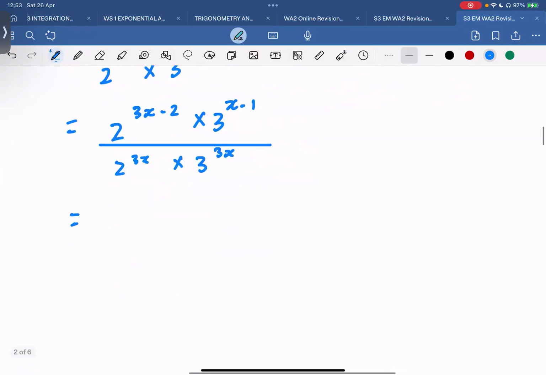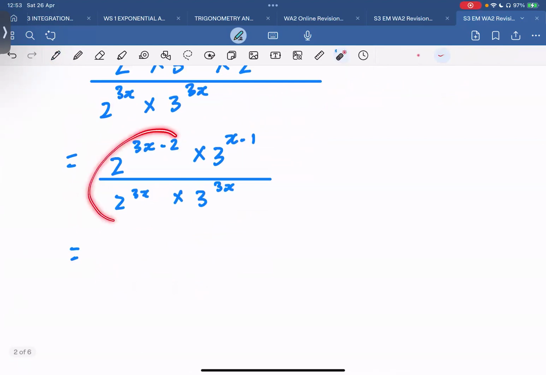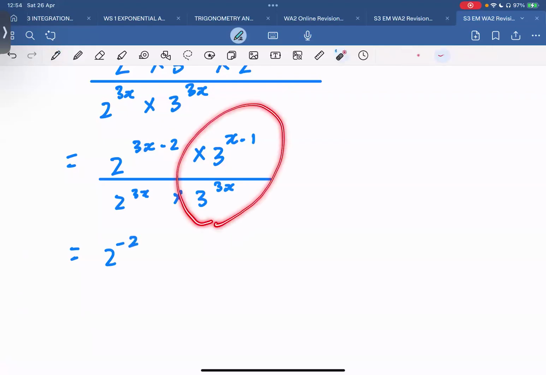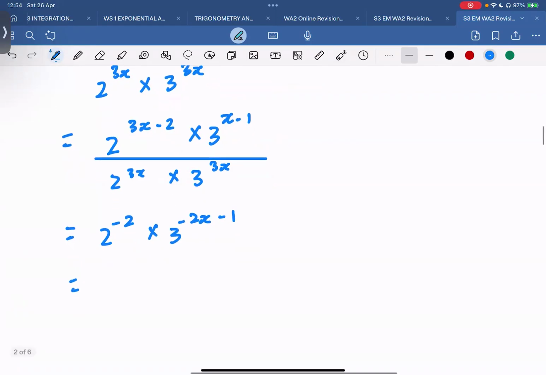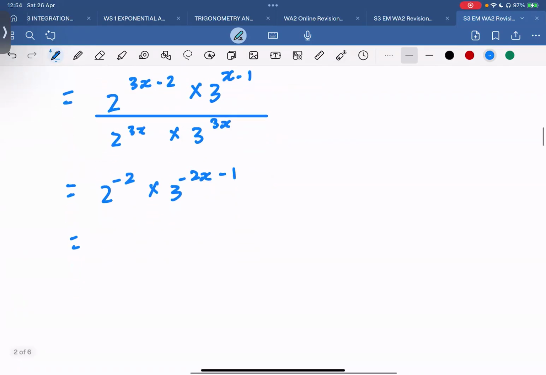Then we simplify further. Over here we have a divide, which means the powers will subtract. So we will end up with 2 to the power of negative 2. And over here, same thing: x minus 1 minus 3x. That will give us 3 to the power of negative 2x minus 1. And to convert this into positive index form, we just need to take the reciprocal. So this will be 1 over 2 squared times 3 to the power of 2x plus 1.